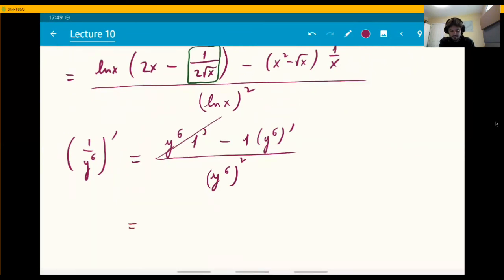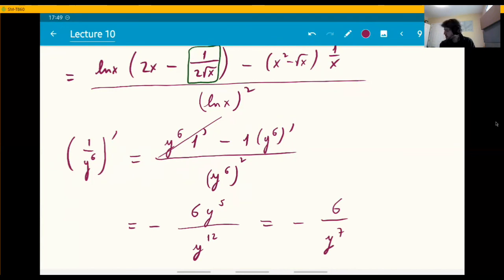So what you have is minus 1 times, what is y to the 6 prime? That's 6 times y to the 5. This is just the power rule once again. And downstairs, please don't tell me this is y to the 8. It's actually y to the 12. When you have powers of powers, you multiply the powers. So 6 times 2 is 12. This you can simplify. You have y to the 5 in the top, y to the 12 downstairs. This leaves a y to the 7 downstairs. This is exactly what you would get from the power rule.